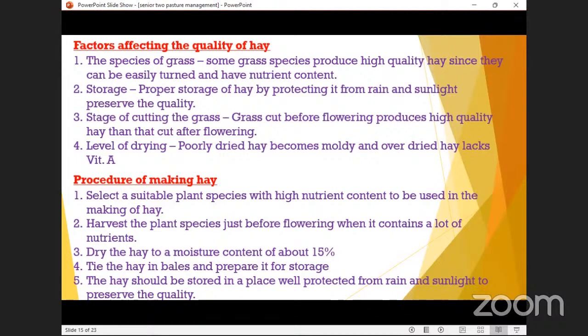And then storage. Poor storage of hay exposes it to rain and sunlight. Proper storage of hay by protecting it from rain and sunlight helps to preserve the quality. So we have to make sure that number one, you get a good species. When you get a good species, make sure you store it properly. Stage of cutting the grass. Grass cut before flowering produces higher quality hay than that cut later.